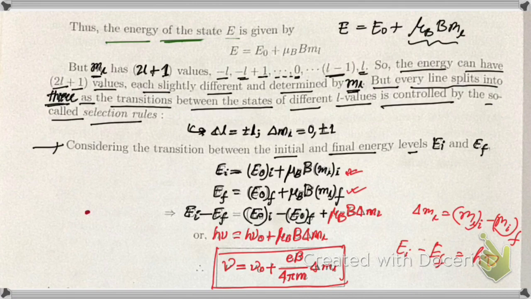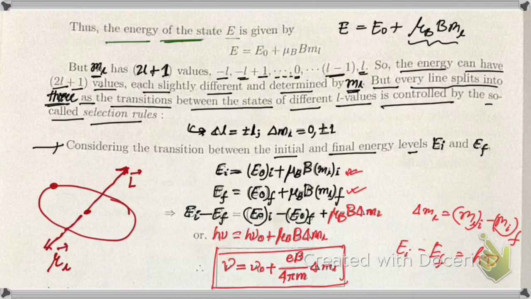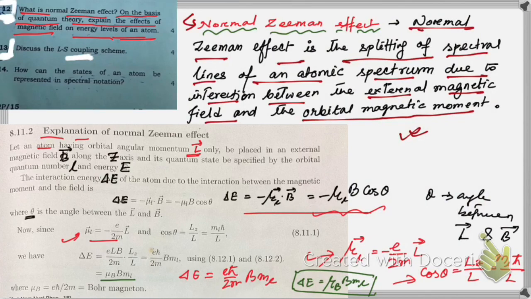Suppose this is an atom, the nucleus of an atom, and an electron is revolving around it. This is the orbit of the electron, and this is the angular momentum, and in the opposite direction we have the magnetic moment. These are opposite in direction. That's why you see in this equation we have used a minus sign, in the relation between L and mu L.